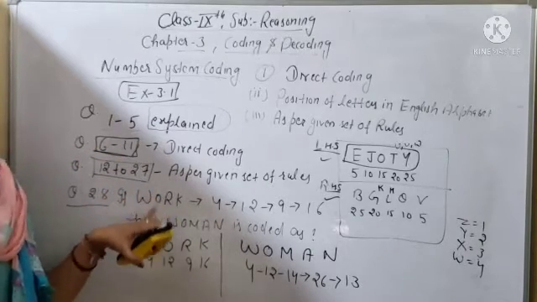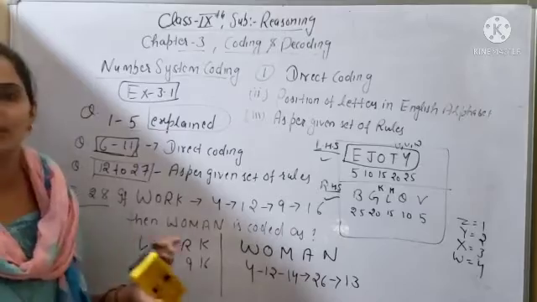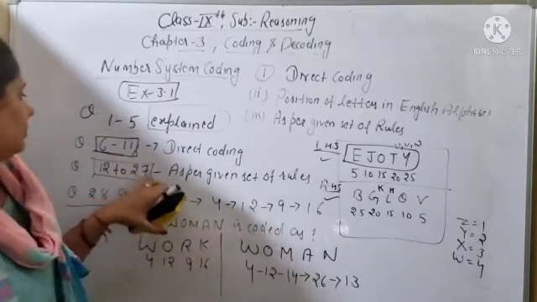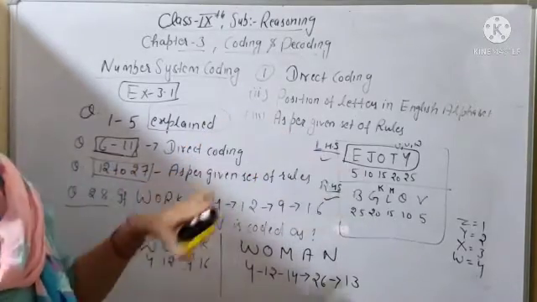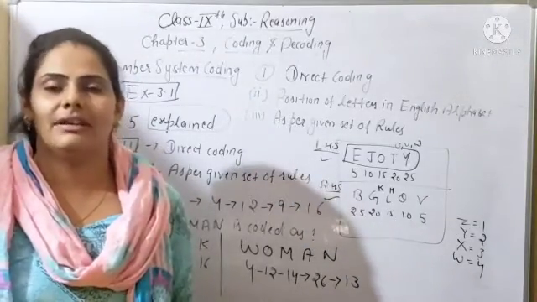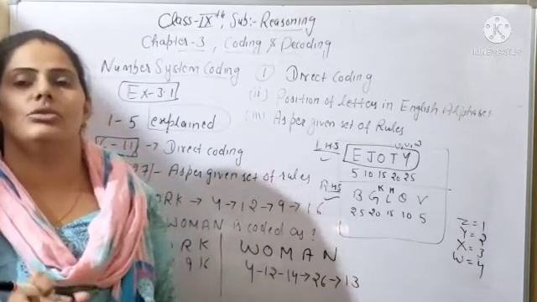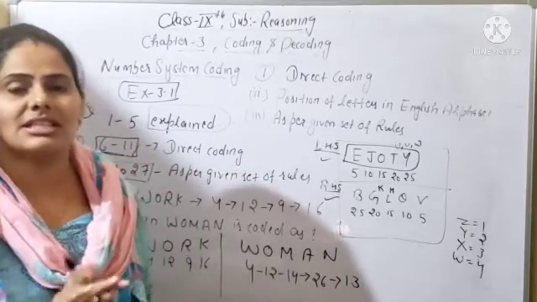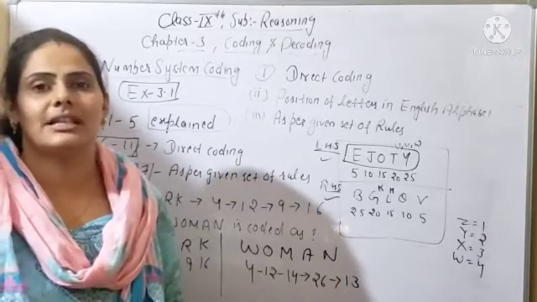Questions 6 to 11 and 12 to 27 are very simple questions. 6 to 11 are simple direct coding, and 12 to 27 are given as per the given set of rules. The table is already given, the code is given, the rules are given. So you have to follow the rules and find out the answers. These are very simple questions. You can do them yourself, I know.